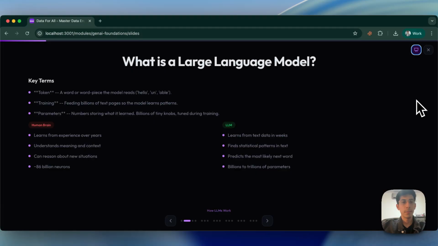Now, LLMs do not work with full words directly. They break text into pieces called tokens. A token might be a whole word like hello, or it may be a piece of a word, like un, believe, and able to form unbelievable. This is important because the model thinks in tokens, and you get charged per token when using APIs. On the right side, you can see how a human brain learns language versus how an LLM does it. The process is very different, but the result is surprisingly similar.